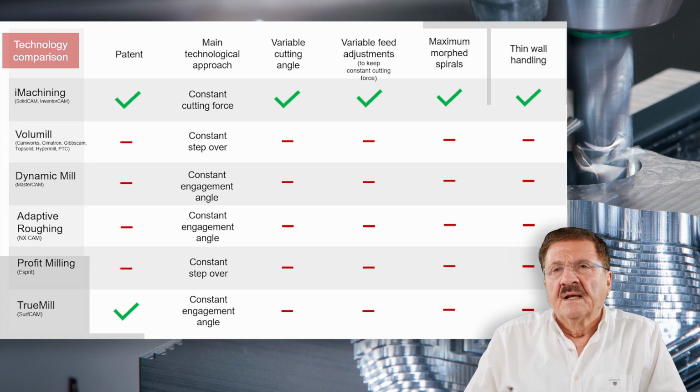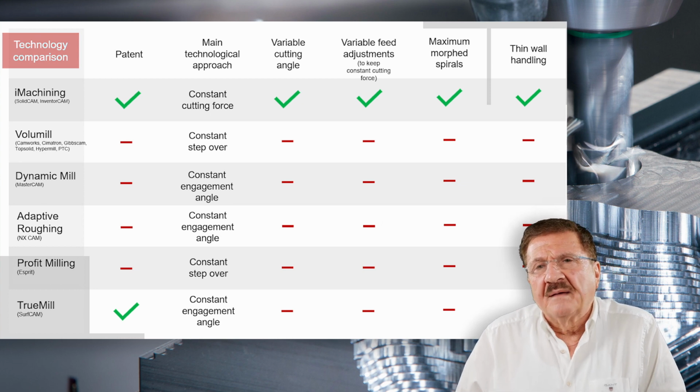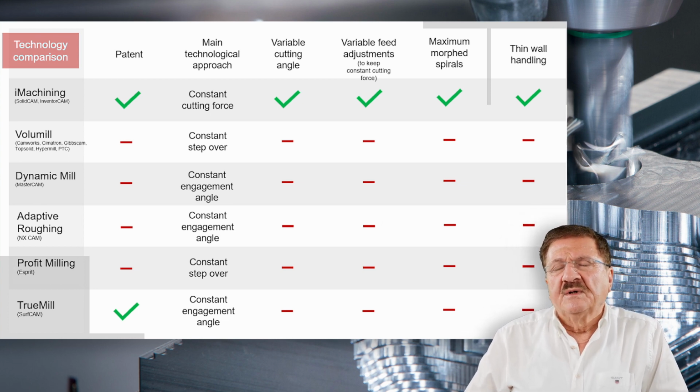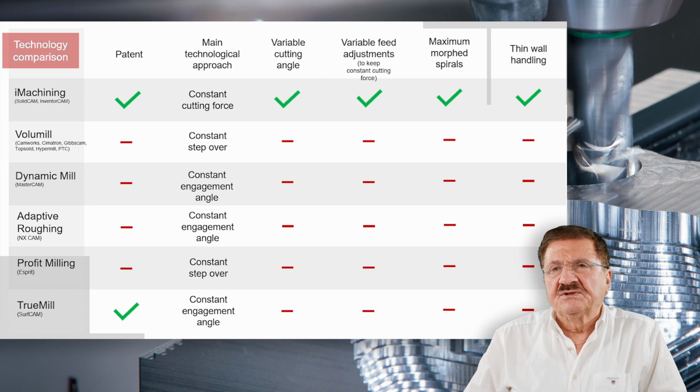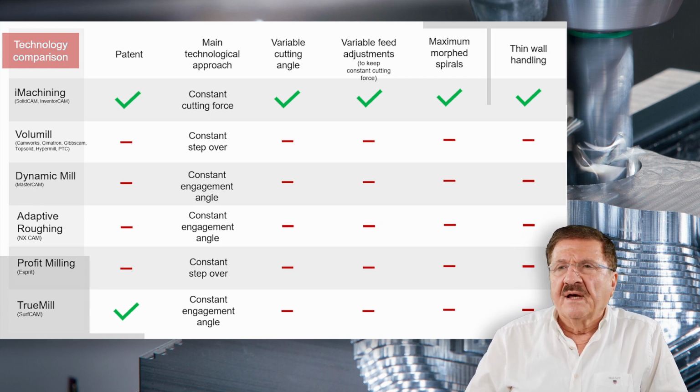so many times. The main technological approach of iMachining and its uniqueness is that we guarantee constant cutting force on the tool and constant spindle load. How are we able to achieve that? Because at every point of the tool path, we can change the cutting angle and change the feed. So if the cutting angle increases, we reduce the feed and vice versa. In this way, we guarantee always constant cutting force. And also, we have the maximum morphed spirals of any of our competitors, and this is the most efficient tool path. And we have the best thin wall handling, a very important aspect.